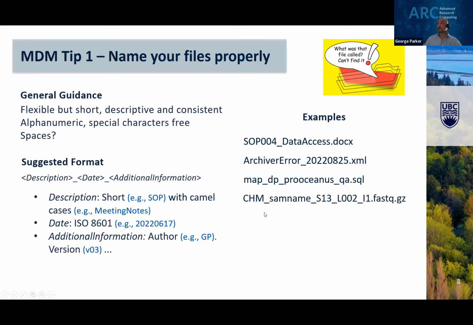And this one is a nanopore sequencing data file from analysis of DNA or RNA fragments. CHM is the consortium code, followed by sample name, sample number, flow cell lane number, followed by index number. And this is a FASTQ file, and it is compressed. So that's the way I want to name it.